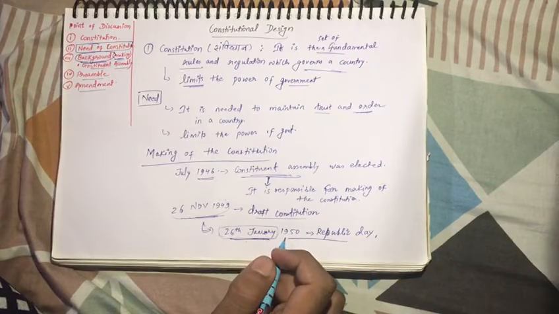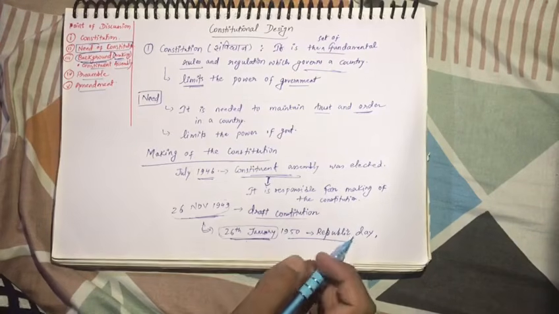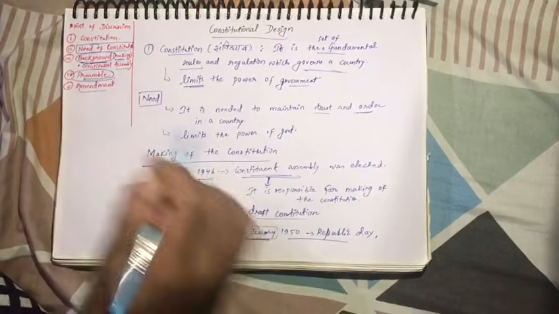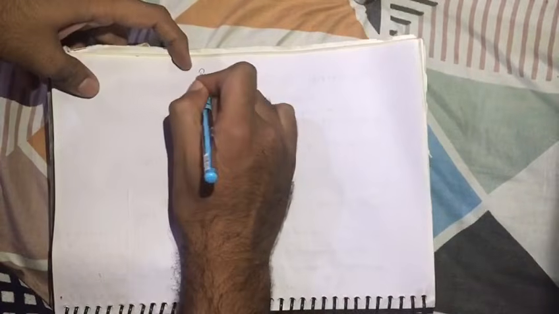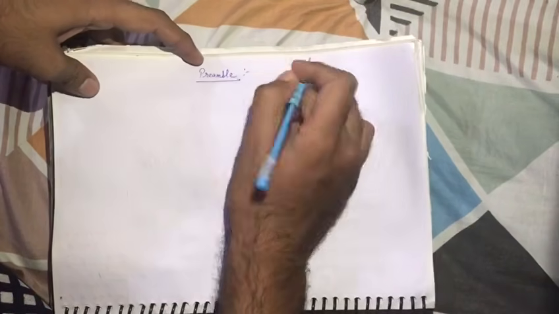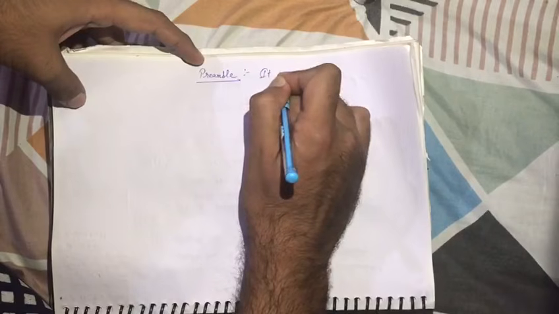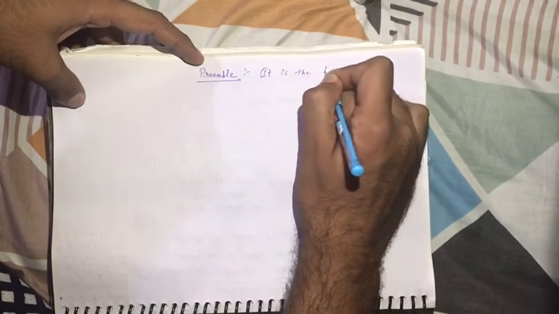All right. There are many things to know about the making of the constitution. I am keeping this short. Now we will learn about the preamble. Very important thing. If you are reading about the constitution, we should know about the preamble. What is the preamble? It is also known as the heart and soul of the constitution.